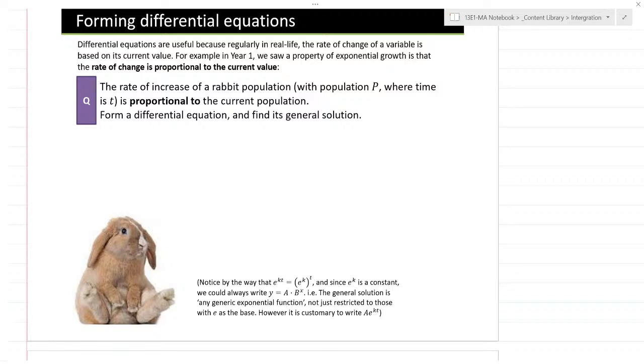So, with these questions, you have to be really careful to read and understand the questions, okay? The rate of increase of a rabbit's population P, where time is T, is proportional to the current population. Form a differential equation and find its general solution.